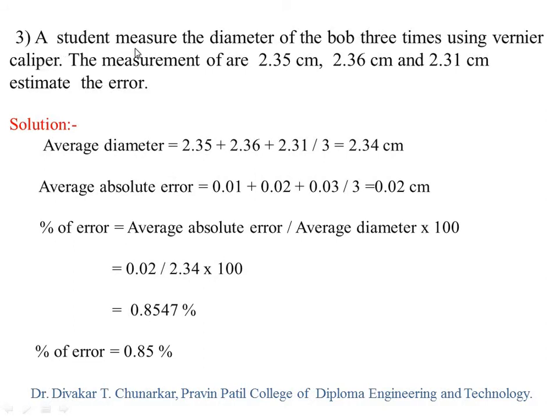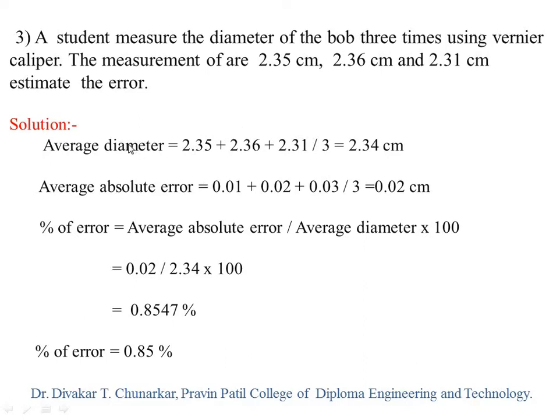A student measures the diameter of the bulb 3 times using a vernier caliper. This is 2.35, 2.36 and 2.31 centimeter. Estimate the error.